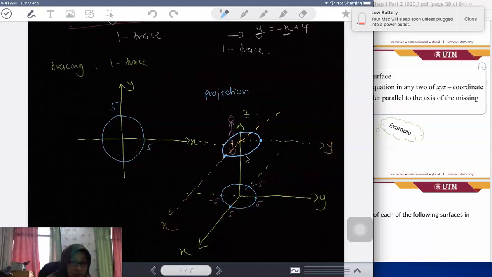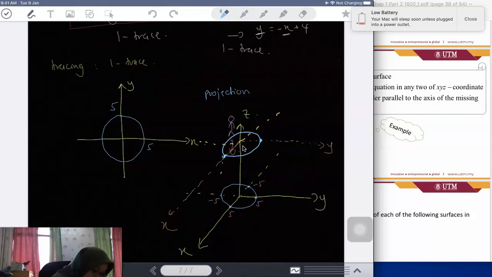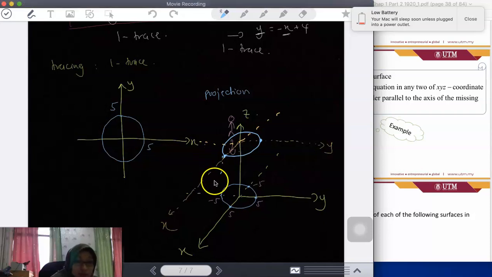Okay, and then that is your imagination: you have another circle lying somewhere on a new xy plane, maybe z equal to 5, and then you have another. Then to get the cylinder, you have to draw a projection line.